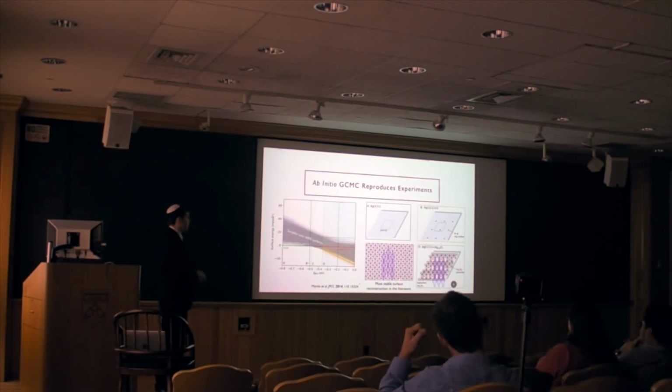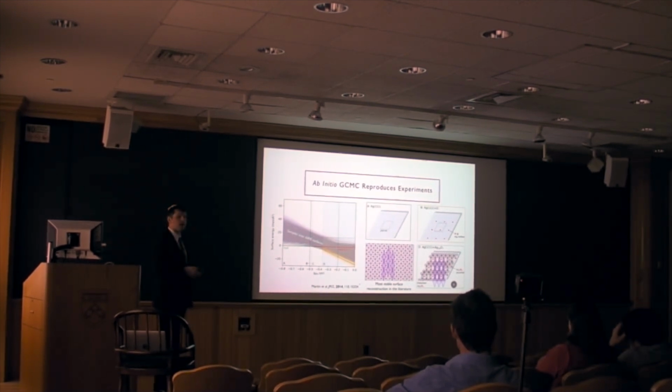And the reason why we don't get this exact reconstruction is because we have to use a smaller simulation cell for computational efficiency. But the key result is that we're able to see the formation of these pyramid dimers and connected chains, which is exactly what's seen in the experiment.